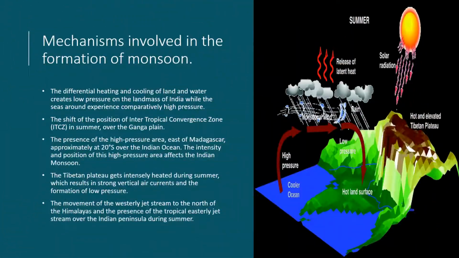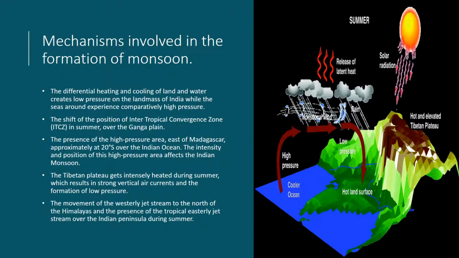What are the mechanisms involved in the formation of monsoons? The differential heating and cooling of land and water creates low pressure on the landmass of India while the seas around experience comparatively high pressure. The shift of the position of the Intertropical Convergence Zone (ITCZ) in summer, over the Ganga Plain. The presence of the high-pressure area, east of Madagascar, approximately at 20 degrees south over the Indian Ocean. The intensity and position of this high-pressure area affects the Indian monsoon.